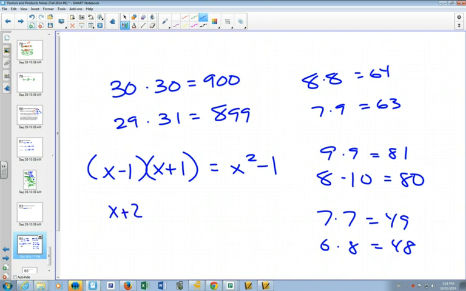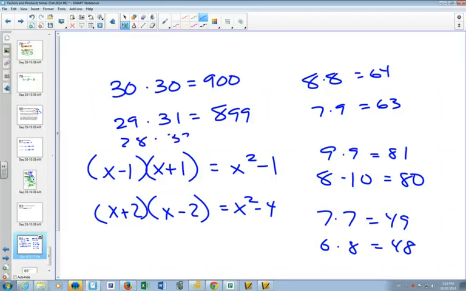What happens if you add 2 and subtract 2? You get x squared minus 4. That's a difference of squares. So now you can do 28 times 32. You just have to subtract 4. It's 896. You wanted an application, and now you're asking to go to the washroom?